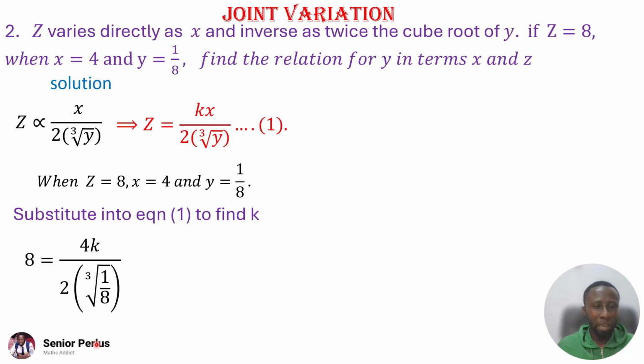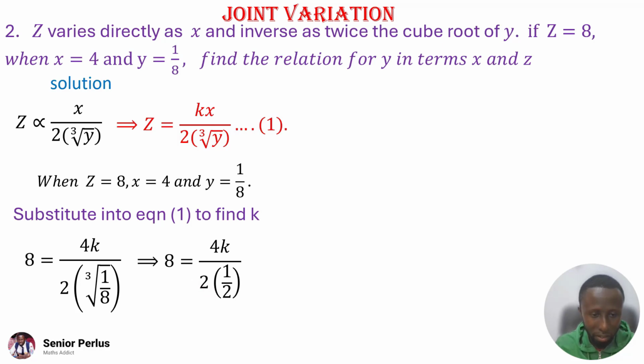So just the substitution in there. Z is 8, S is 4, y is this. So the cube root of 1 on 8, the cube root of 1 is 1, the cube root of 8 is 2. So the cube root of 1 on 8 is 1 on 2. Then these 2 will cancel these 2, because 2 times half is still half, so it will cancel. Therefore, it becomes 8 equals 4k.